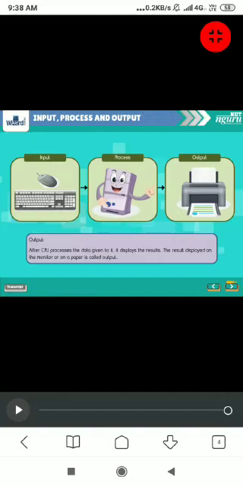So students, I hope you understand about the input, process and output. So students, now recollect the chapter again, revise this chapter again.